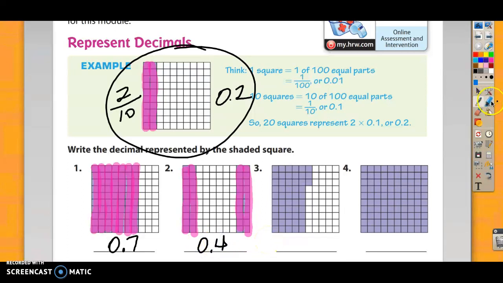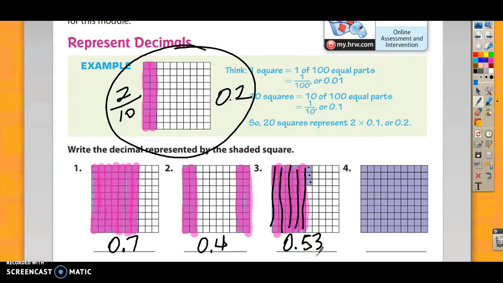Number 3 is going to be a little bit different. While I can count up as tenths, 1 tenth, 2 tenths, 3 tenths, 4 tenths, 5 tenths, it doesn't work now because this isn't a whole column. So what I'm going to do instead is I'm going to count by tens. So I'm going to rewrite this as 10, 20, 30, 40, 50, 51, 52, 53. I've got 53 shaded out of 100. That means I'm going to put a 53 in the hundredths place. So it's going to be 0.53.